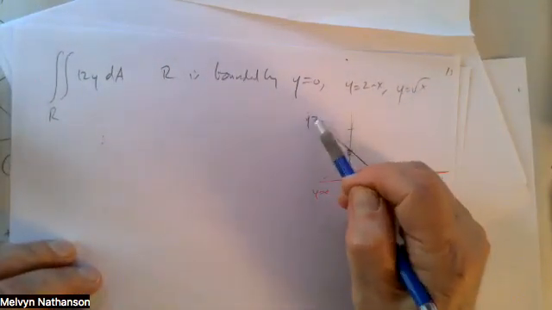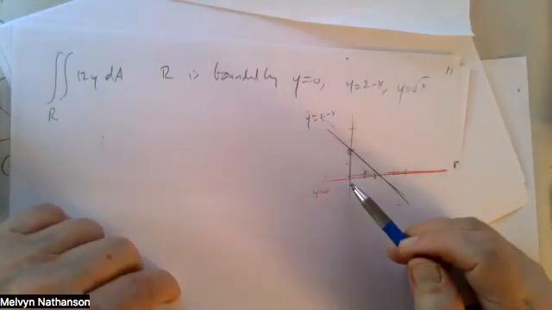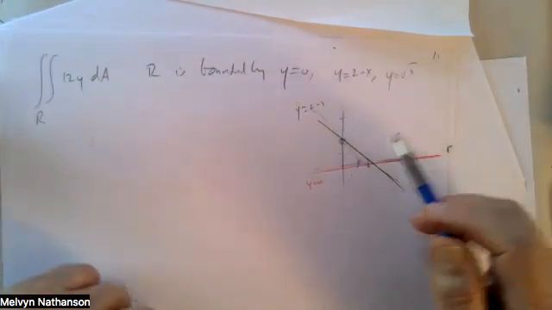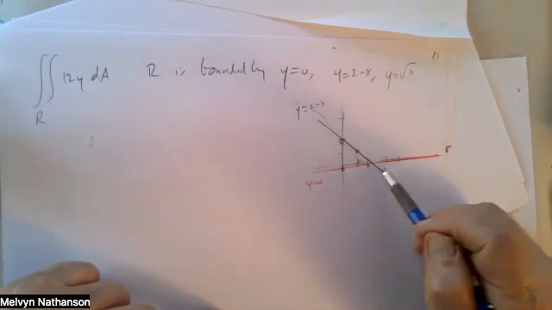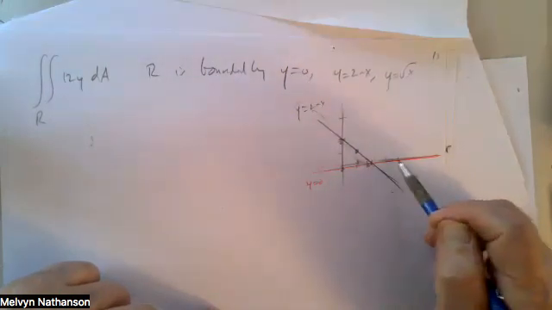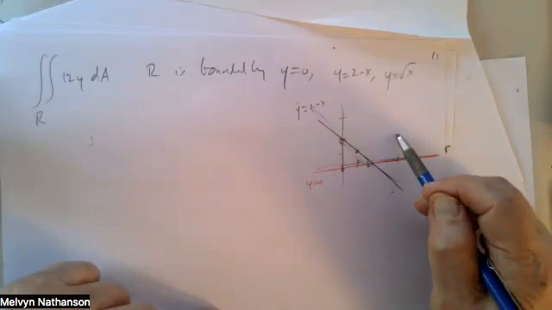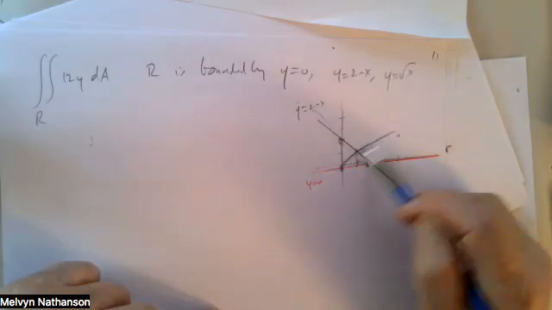It's just this line. This is the line y equals 2 minus x. The square root function, y equals the square root of x. At 0, it's 0. At 1, it's 1. At 4, it's 2. The square root function looks like this.